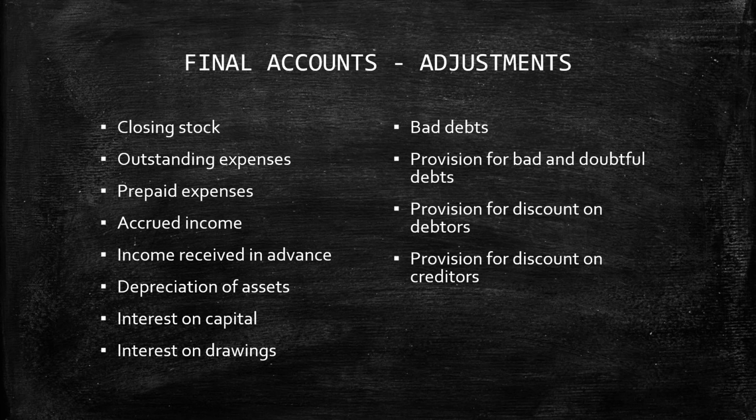Next one is outstanding expenses. Outstanding expenses are the expenses which are not paid, but belong to the current accounting year. For example, your current accounting year is April to March. So for the month of March, you didn't pay the salary. So it is outstanding. Though you didn't pay the amount, it belongs to the accounting year. So it should come under the expenses side. And you also have to enter the outstanding expense amount on the liability side.